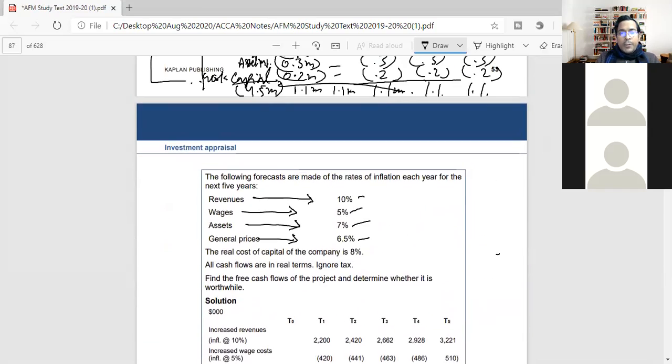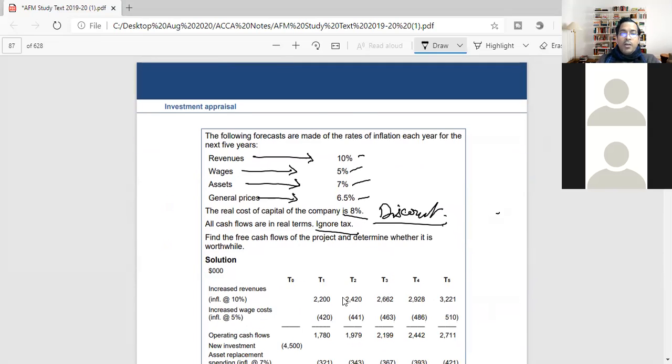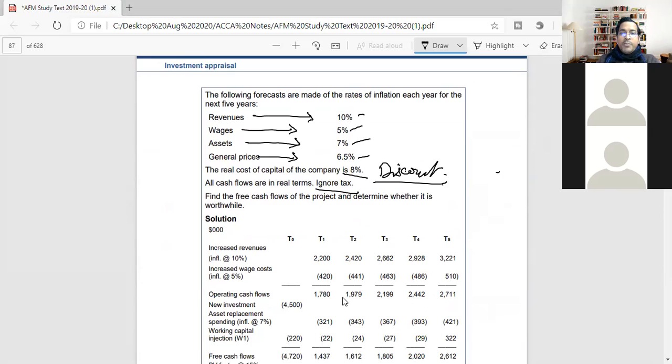Okay, let's continue with this. The real cost of capital of the company is 8%. This is something to do with discounting. So remember this one: all cash flows are in real terms. Ignore tax because we have a question for tax treatment separately. Find the free cash flow of the project and determine whether it is worthwhile. Okay, so start with 10% of inflation.